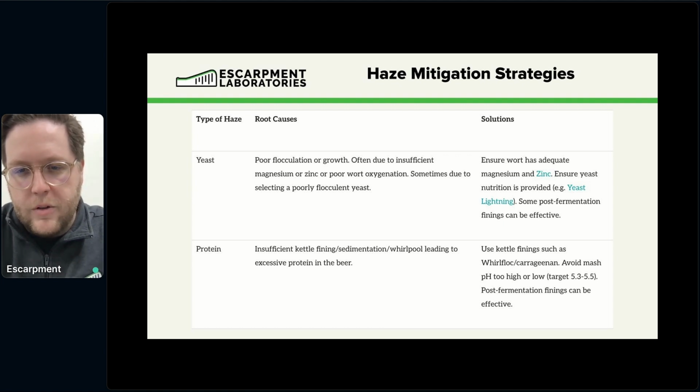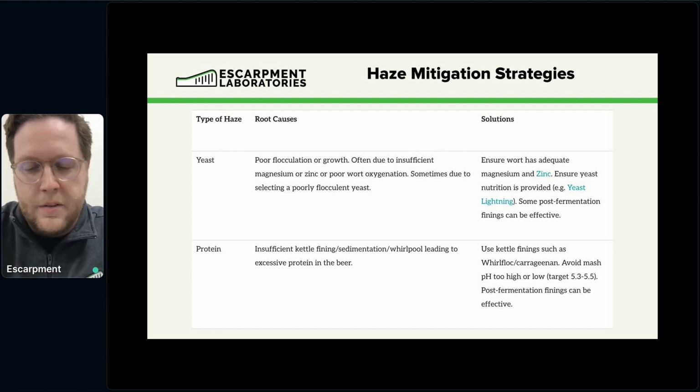One thing to watch out for is the pHs in the brewhouse as well. And if you do have a protein haze, there are well-established finings that can work here as well for you.